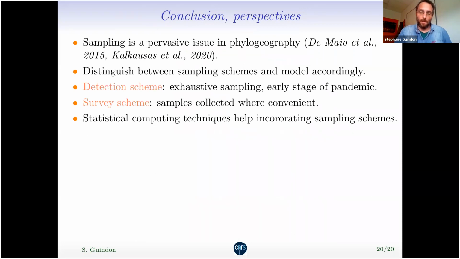So thank you very much for listening to me. I just wanted to insist once again on the importance of properly sampling and modeling sampling in the inference techniques in phylogeography.